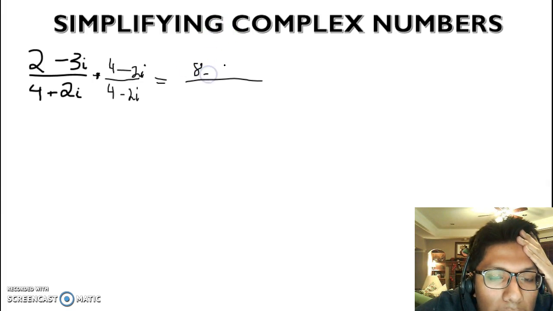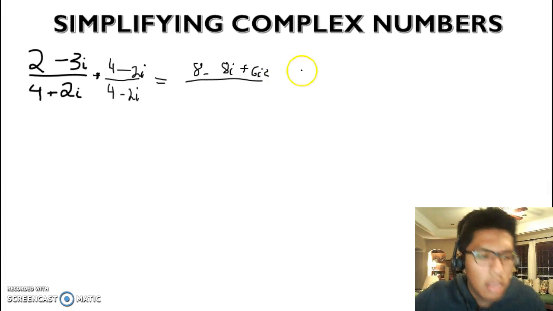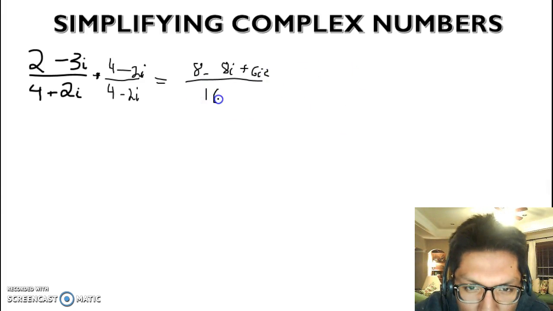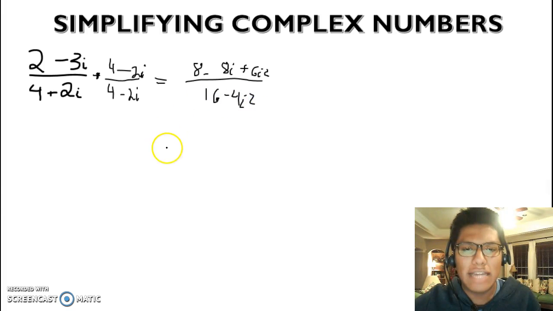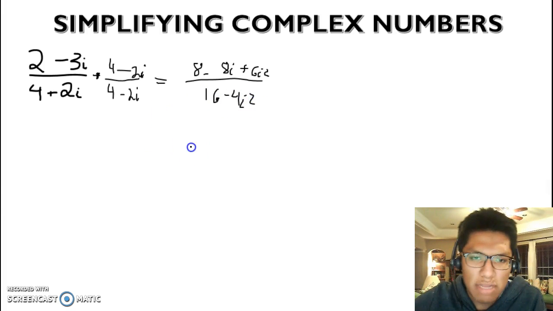8 minus 8i plus 6i squared, right? And on the bottom, you're going to be left with 6 minus 4i squared. And after you've combined like terms and all that, you're going to be left with 2 minus 8i, and then on the bottom you'll have 20.